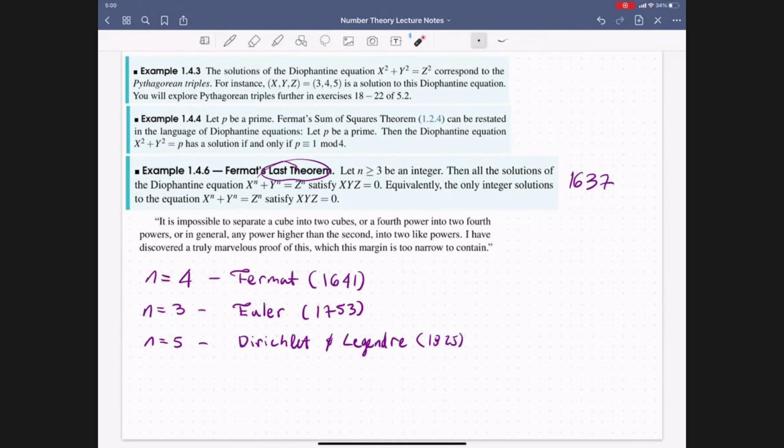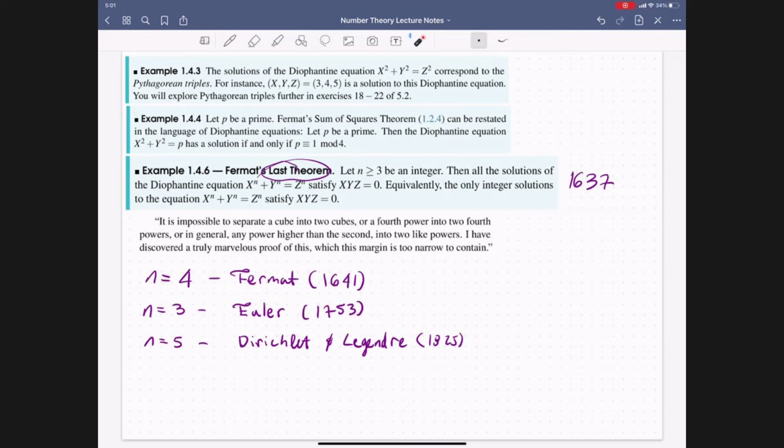So 1637, the statement was originally written. Fermat did the n equals 4 case, technically, in 1641. Euler discovered a new proof of this as well, which we will discuss in this course and prove. Euler did the n equals 3 case in 1753. And Dirichlet and Legendre did the n equals 5 case in 1825. But between the original statement and then, if we include the 4 in there, it took over 100 years to go from 4 to 3.